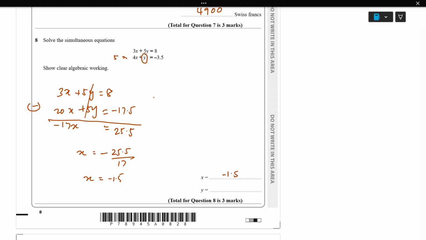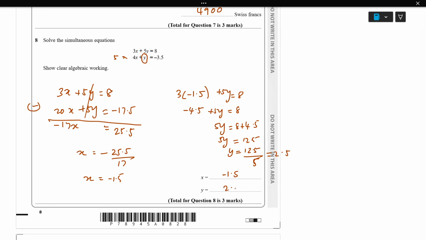Now for the x value, just substitute in either one of the equations to get y. I'll substitute in the first equation: 3 times negative 1.5 plus 5y equal to 8, which is minus 4.5 plus 5y equal to 8. 5y equal to 8 plus 4.5, so 5y equal to 12.5. So y equal to 12.5 over 5, which is equal to 2.5.